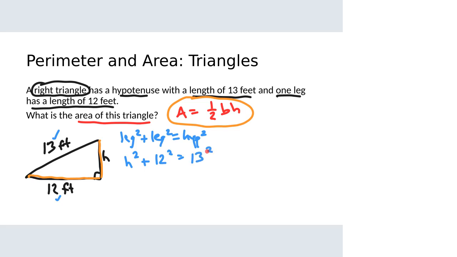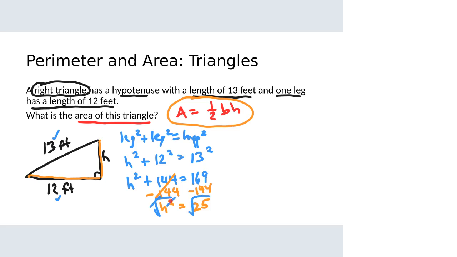Now I need to solve that to find the side length of that leg. And we'll have h squared plus 144 is equal to 13 squared, 169. We're trying to get h by itself, so we need to get the term that has h in it by itself. So we'll subtract 144 from both sides. These will cancel, and that'll give me h squared is equal to 25. And then I need to get h by itself. I need to make squared go away, so I'm going to square root the left and square root the right.